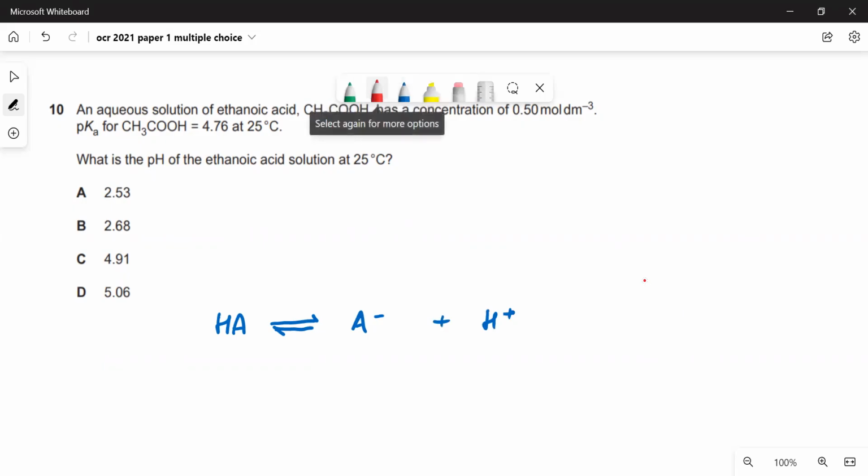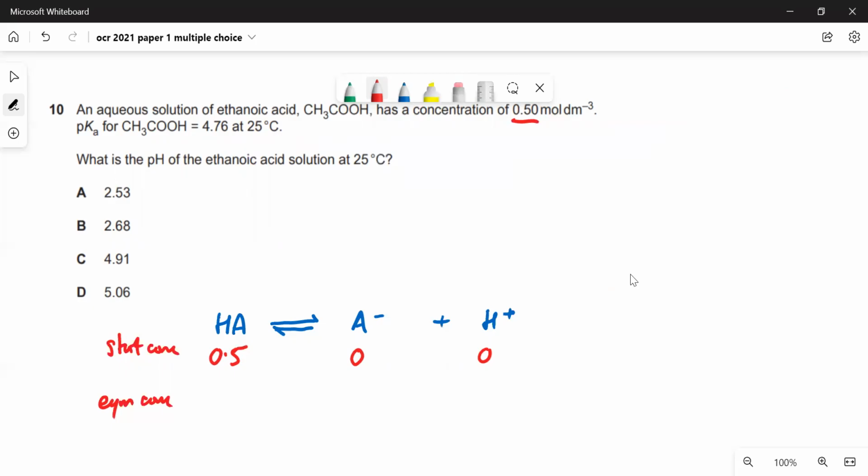So I'm going to put down start concentration there, and I'm going to write equilibrium concentration there. Now the start concentration is when we put in the HA and that first instant when none of it has had a chance to dissociate. So that's going to be 0.5. A minus is obviously going to be 0. H plus, we're going to say 0. It's not really 0 because the water's got a tiny bit of H plus in it. That's negligible, so we can ignore that.